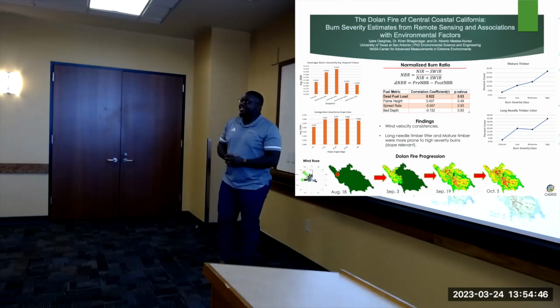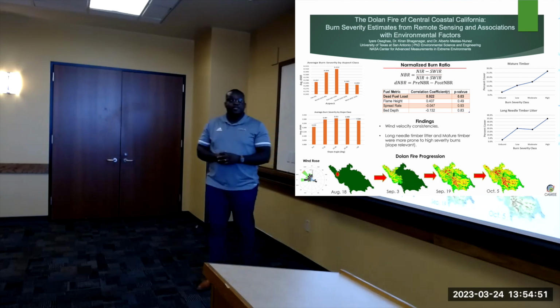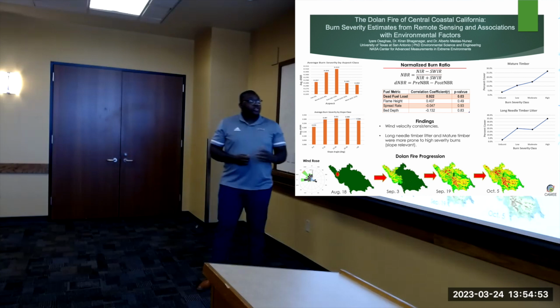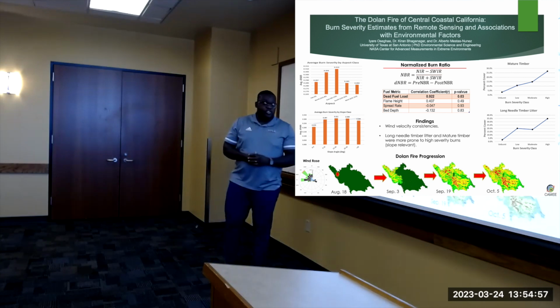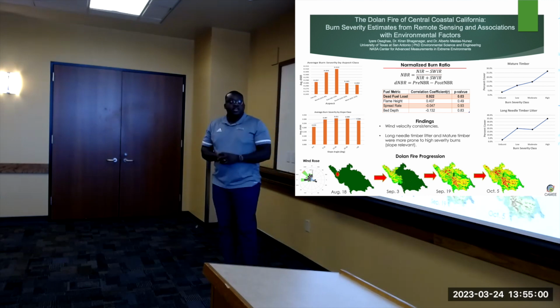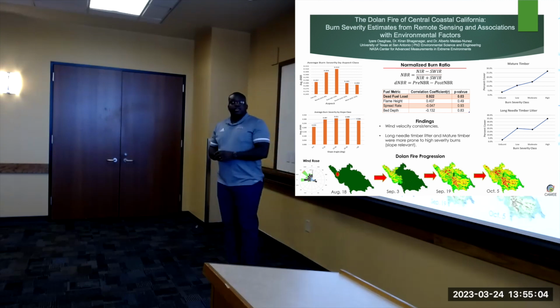California. There were nearly 10,000 incidents, which burned over 4.3 million acres of the California landscape. And so in order to quantify the amount of damage that was done to the vegetation during these wildfires, we can use burn severity indices. The index that I used in this study is the difference in normalized burn ratio.